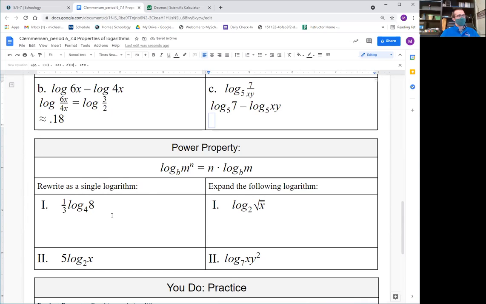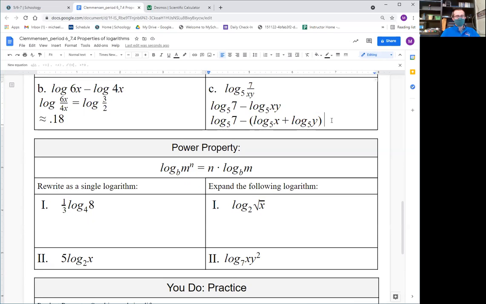So what I can also do is break up this xy pair right here, since it is also technically a multiplication like above. And so what I can do is break this up into log base 5 of 7 minus, in parentheses, log base 5 of x plus log base 5 of y. And so that would end up being my answer right there.